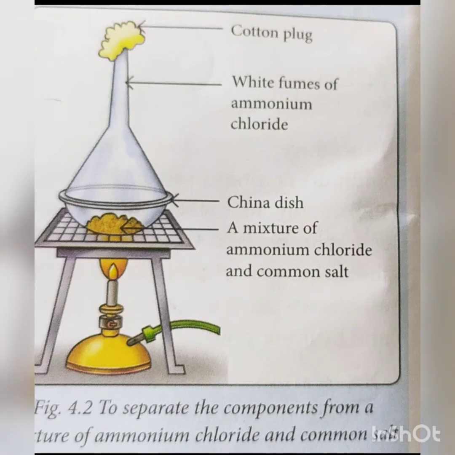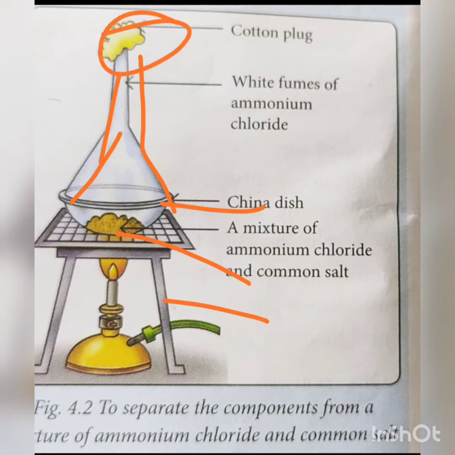Now we will do an activity to separate the components from a mixture of ammonium chloride, which is sublimable, and common salt. For this, the materials required are a mixture of ammonium chloride and common salt, a china dish, a tripod stand, wire gauze, glass funnel, cotton, and a Bunsen burner. We place the china dish containing the mixture of ammonium chloride and salt on a tripod stand. Cover the china dish with an inverted glass funnel and plug the narrow opening of the funnel with the cotton.